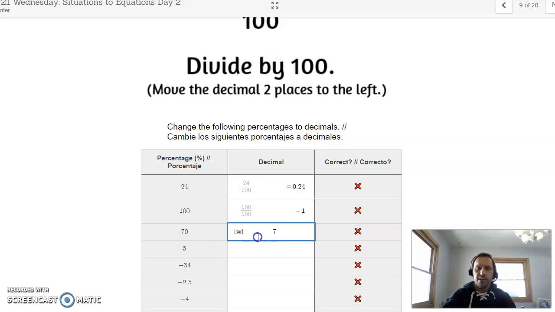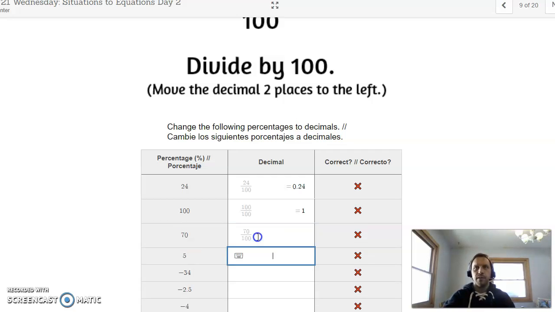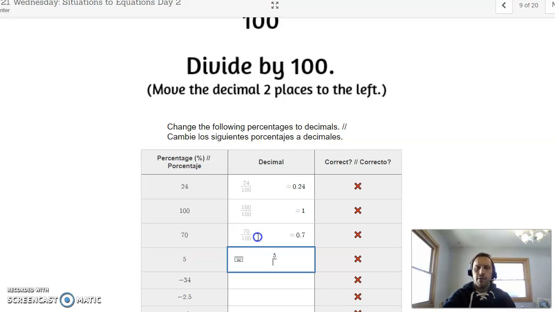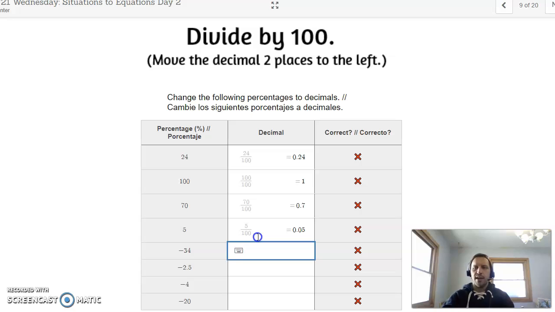70, again, you can do this. 70 divided by 100, see that is 0.7. 5 divided by 100, and so forth. So finish these up, and you can do that in your own time.